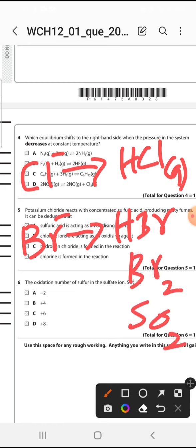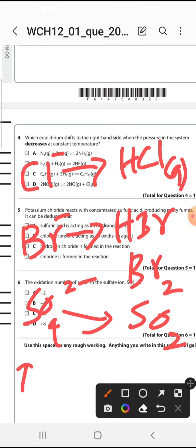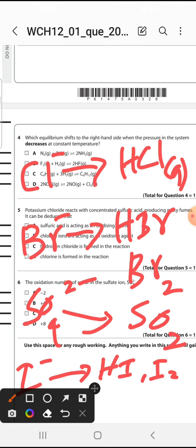How does this SO2 come? From SO4 2 minus. When you have I minus, you will get HI, I2, SO2, sulfur, and H2S. You get all these products for I minus, because I minus is a powerful reducing agent. Here, the question says potassium chloride reacts with concentrated sulfuric acid.